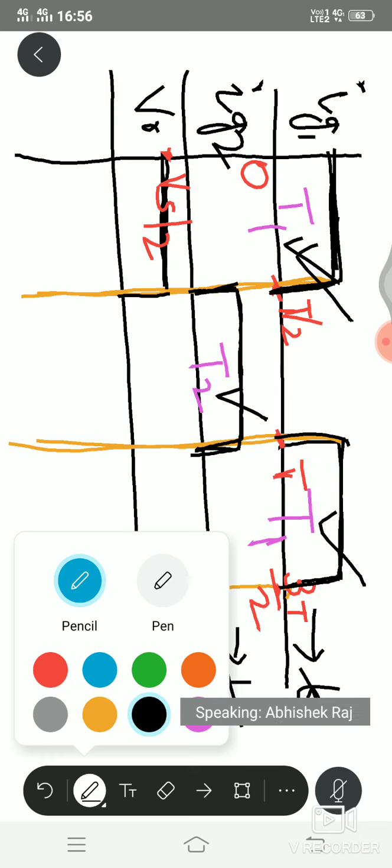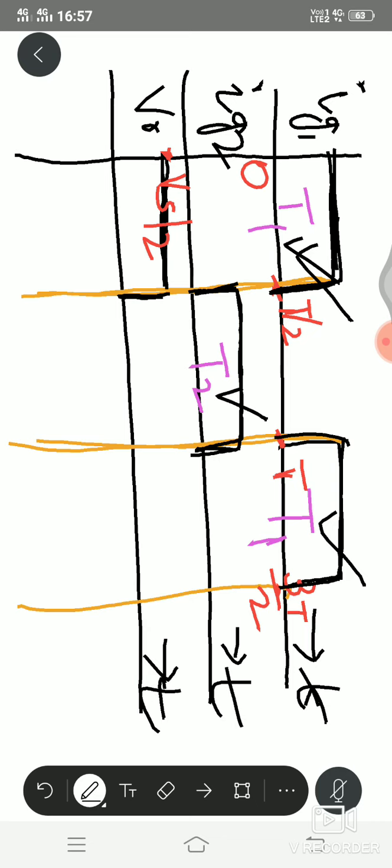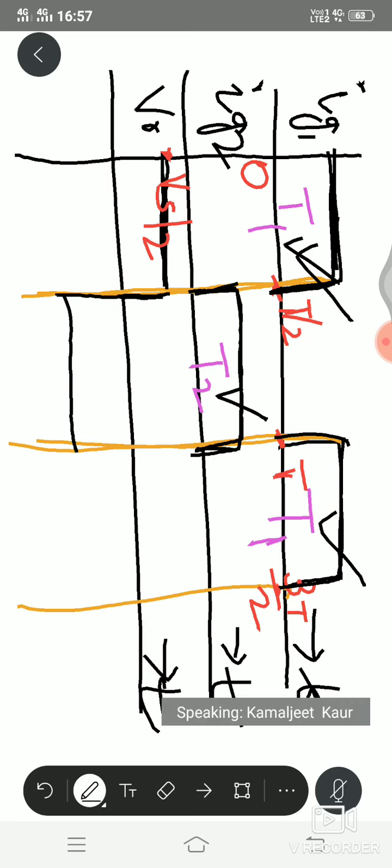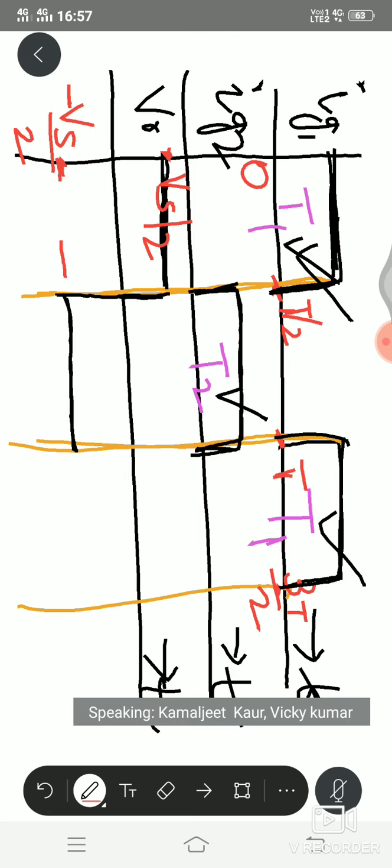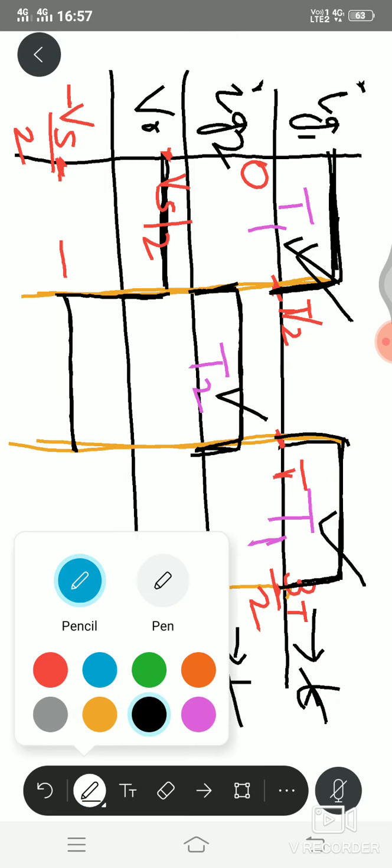So minus Vs by 2. Okay. Draw here. You can show with the help of a dotted line that this is showing minus Vs by 2, right? So as per the equation we are plotting.